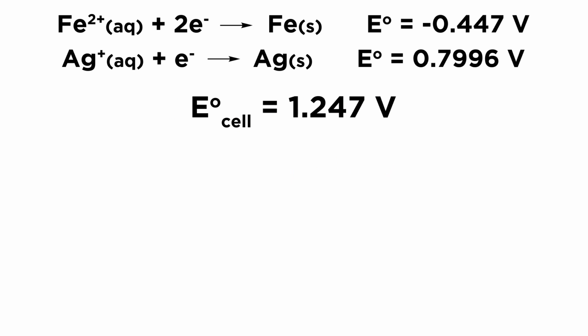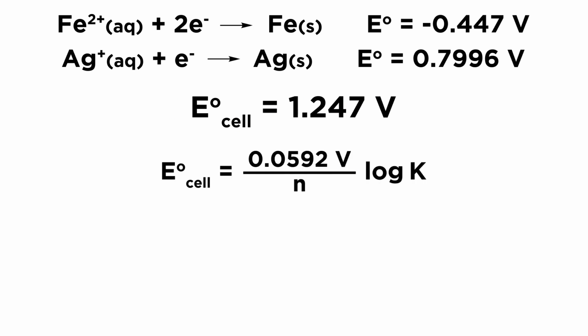Now we are ready to answer our two questions. So we wanted to figure out K, the equilibrium constant, and we are going to have to use this expression, which we are able to do because we are at 25 degrees Celsius. So we want to solve for K. So let's plug in what we know. E cell, as we said, is 1.247 volts.